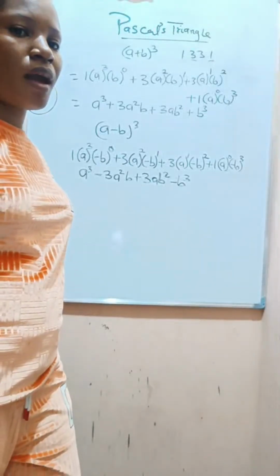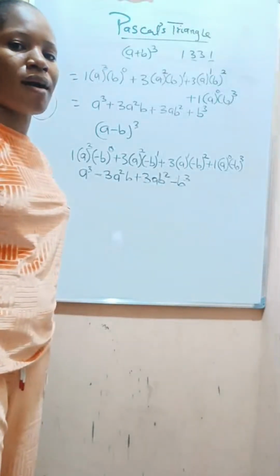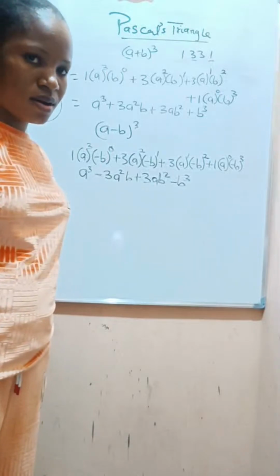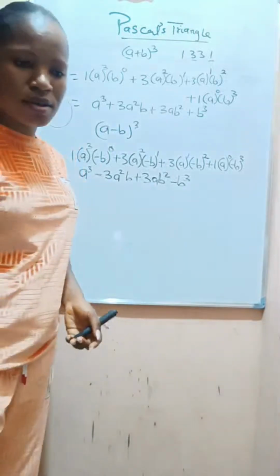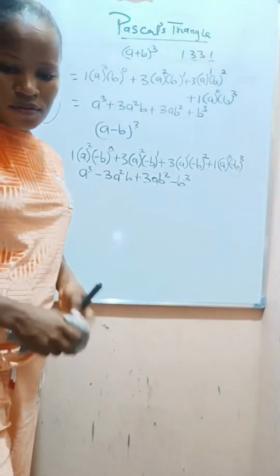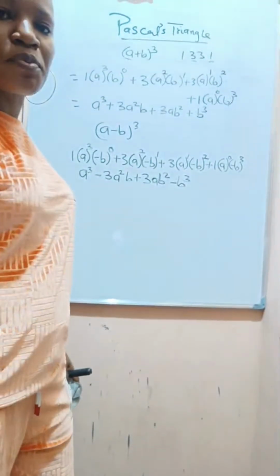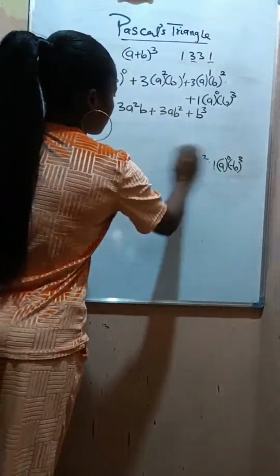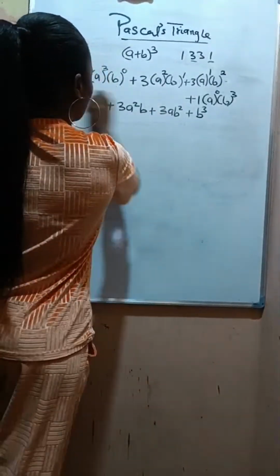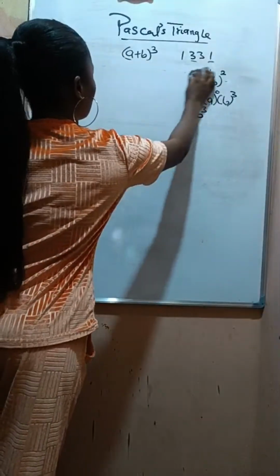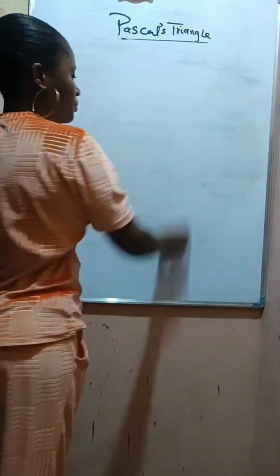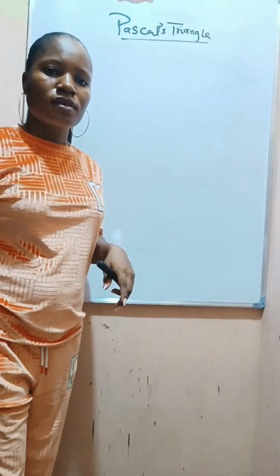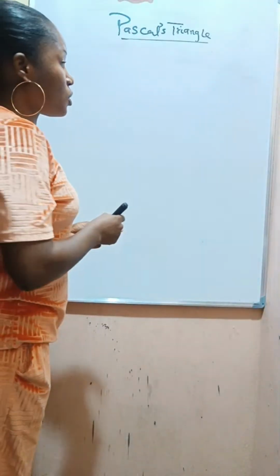Okay. Now, what if the power is 4? For example, we have a plus b to the power of 4.